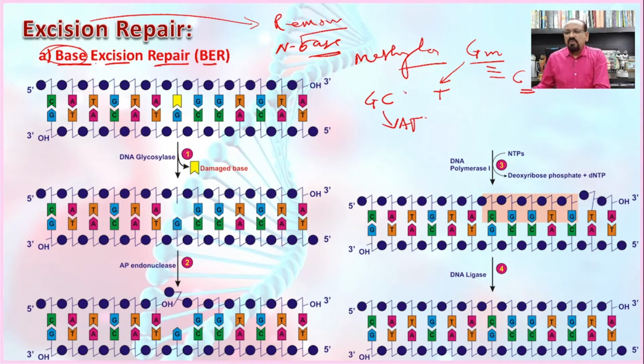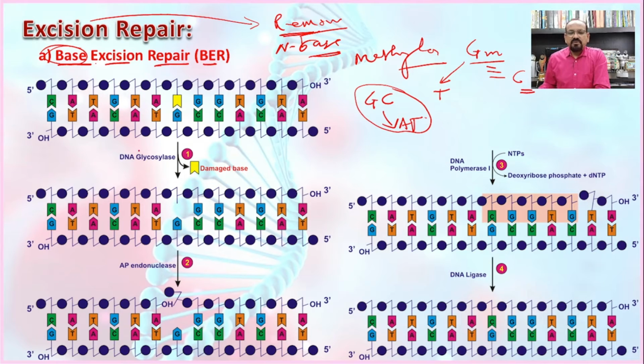So, to avoid such mutations in the DNA molecule, there is a necessity to remove such damaged nitrogen bases from the DNA molecule. And such a method, in which a base damaged by one means or another is removed, is known as the base excision repair.